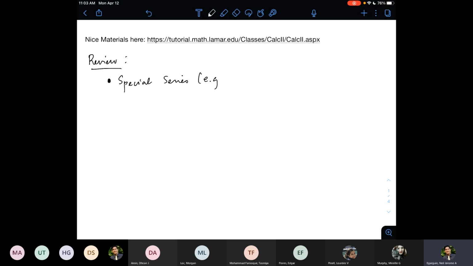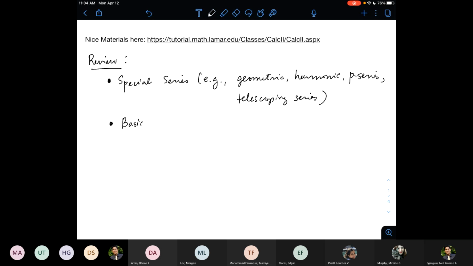So what are the examples of special series that we have met? We have the geometric series, the harmonic series, p-series. What else? Telescoping series. And I guess if we have these series, it's easy for us to check whether they are convergent or not. We also talked about the basic test for divergence.